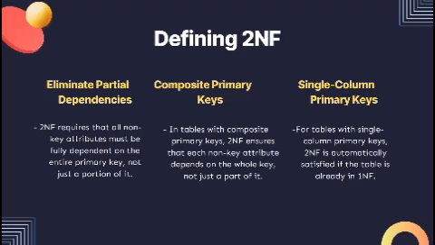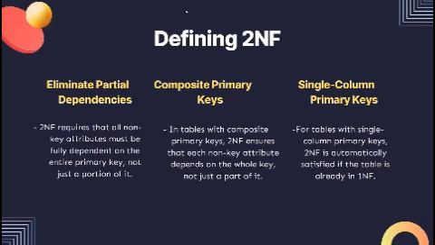Eliminating partial dependency: 2NF requires that all non-key attributes must be fully dependent on the entire primary key and not just a portion of it. It means all non-key attributes must be fully functionally dependent on the entire primary key. This means that there should be no dependency on a part of a composite primary key. Every non-key attribute should be dependent on the whole key, not just a part of it.